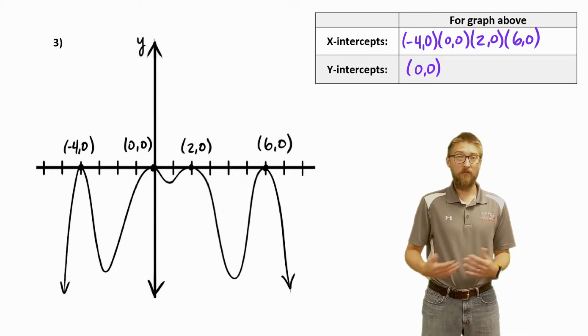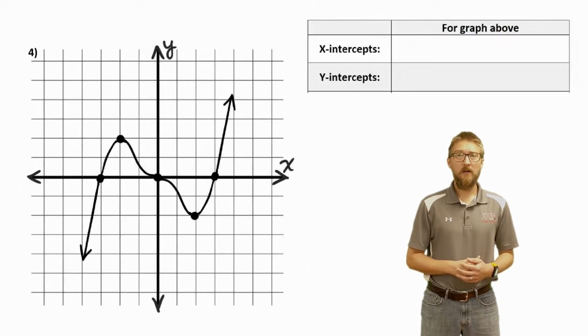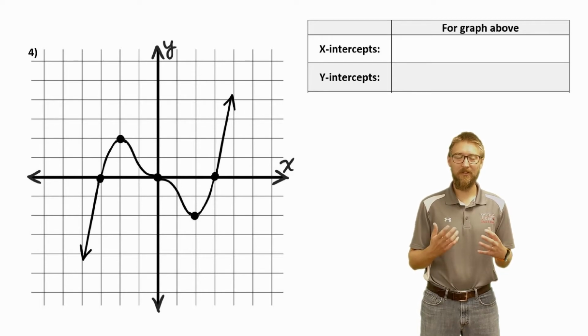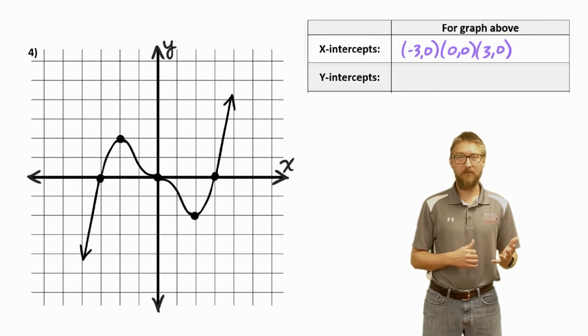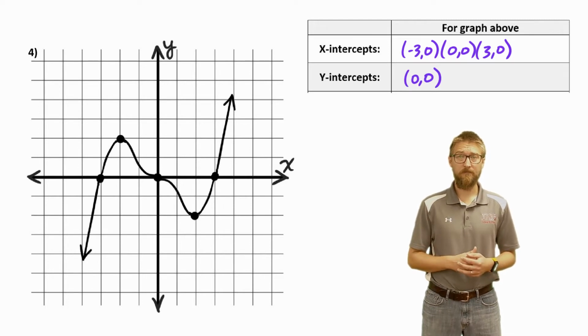Moving right along, if you flip the page, number 4 and number 5 actually are graphs that have some similar qualities. And so we put them next to each other to challenge you and make you think a little bit more critically. The x-intercepts for number 4 happen at (-3, 0), (0, 0), and then (3, 0). A little bit of symmetry or patterns there. The y-intercept, since it goes through the origin, is the origin, (0, 0).